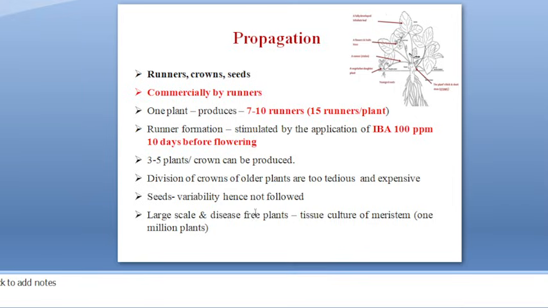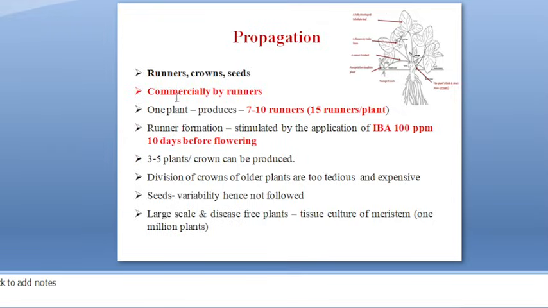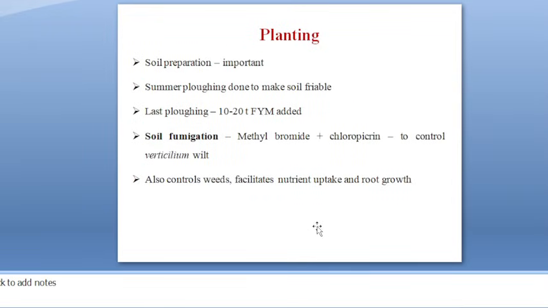So that's why even this seed propagation is also not commercial. For large scale multiplication or for export purpose, we can use tissue culture. Mainly in tissue culture we can use a meristem. By using it, we can multiply as high as 1 million plants. That is the multiplication rate by using meristem as a tissue culture explant. So we can use commercially runners as well as tissue culture.